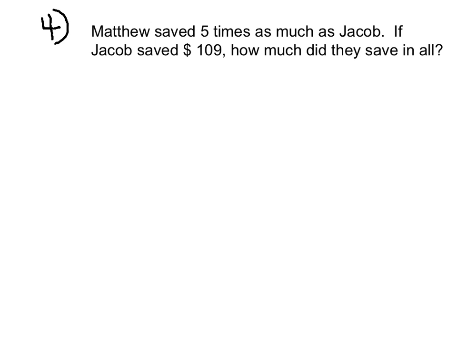Okay, so I begin with the question, who or what's involved? And I notice that I'm keeping track of what Matthew has. And Matthew, I'm just going to call you Matt tonight, please. And what Jacob has. And then I need to figure out who has the smallest amount. Matthew saved 5 times as much as Jacob. So Jacob has the smallest amount.